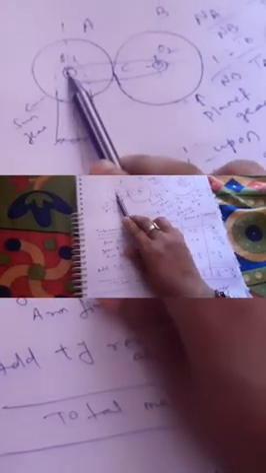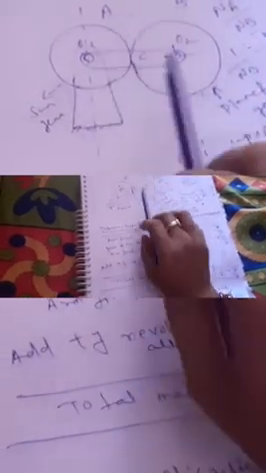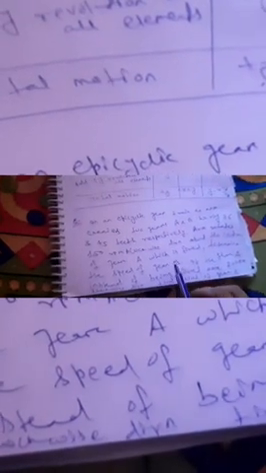About the center of gear A, which is fixed. So this point is fixed. Gear A is only revolving about this fixed point, so it is not moving around any gear. So gear A is fixed, and for gear B, it is asking to determine the speed of gear B. We have to find out the speed of gear B.